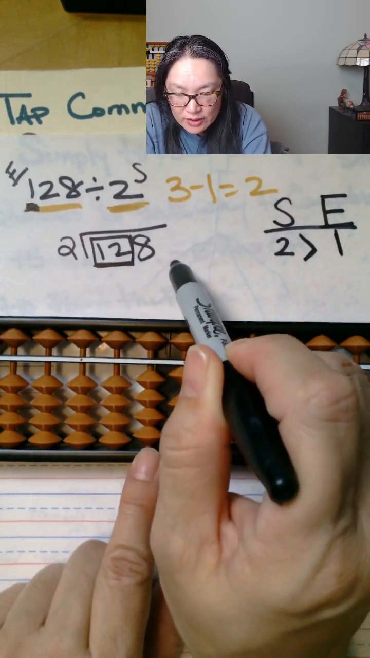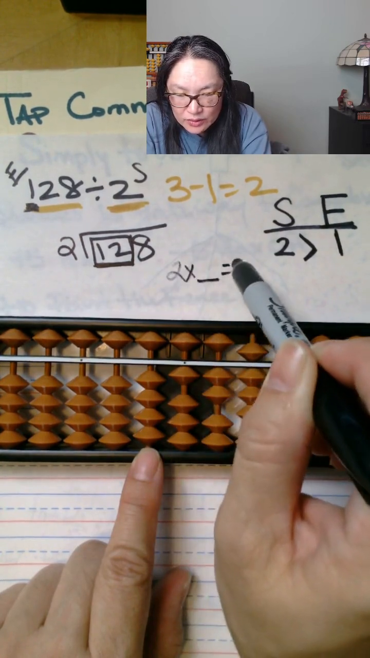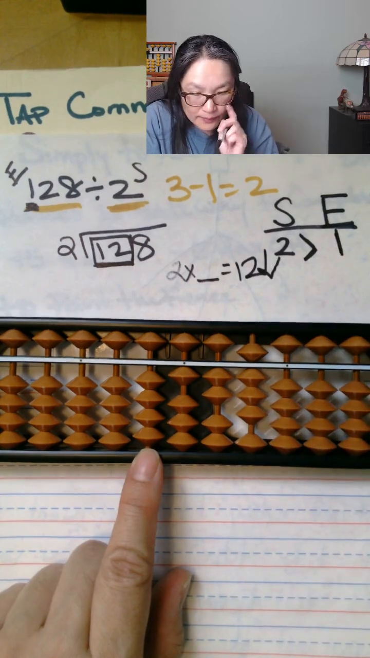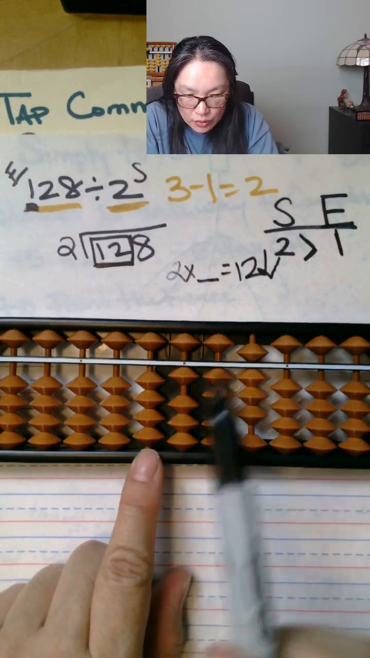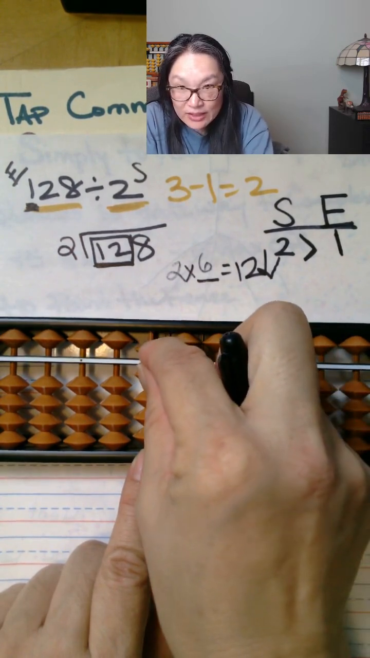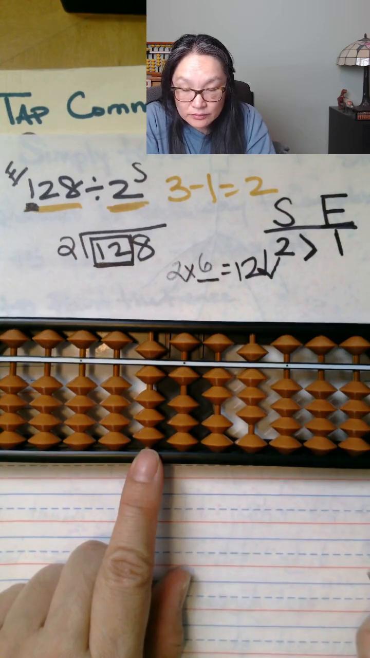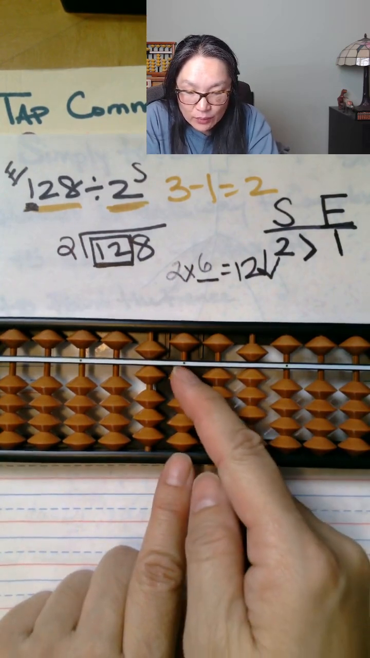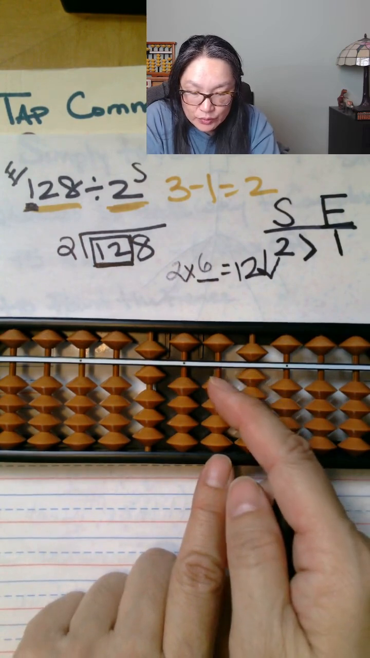So the question is, 2 times what is equal to 12 or less? 2 times 6. So I'm going to add my 6. That's my answer, 6. I'm going to take away 12. Take away 1, and then take away 2.